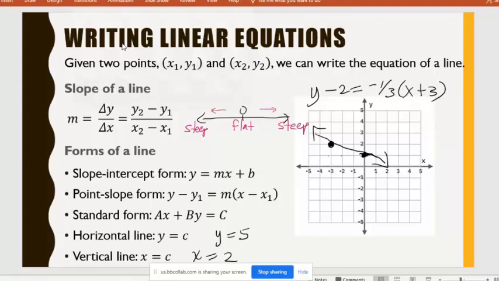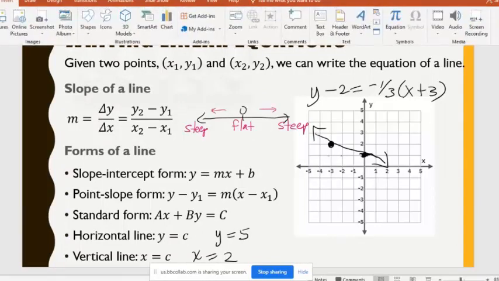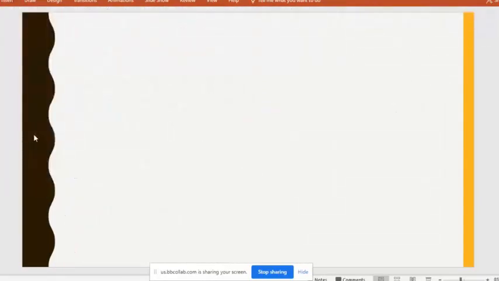But let me talk about their slopes really quickly. We talked about the slope of a horizontal line, because that would be the flattest line possible. It has a slope of 0. A vertical line is a little bit more complicated. So let me give you a quick example of trying to find a slope of a vertical line.